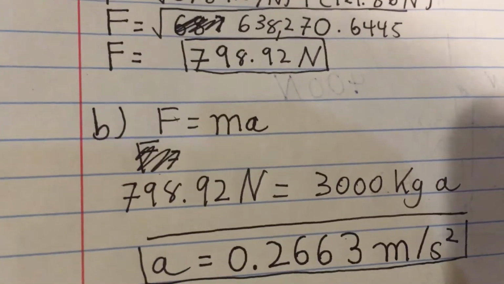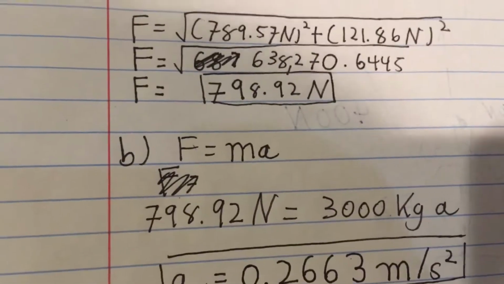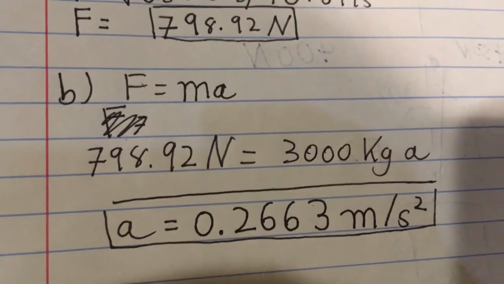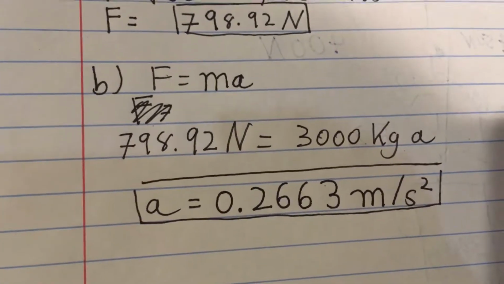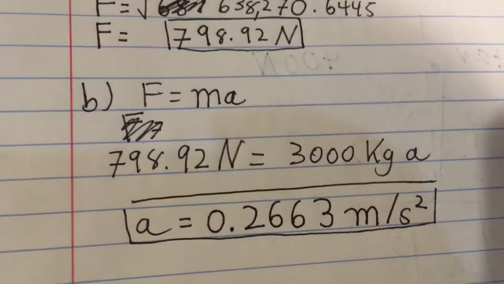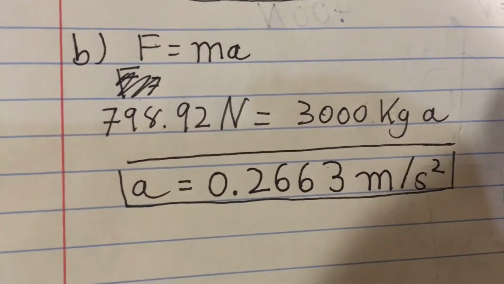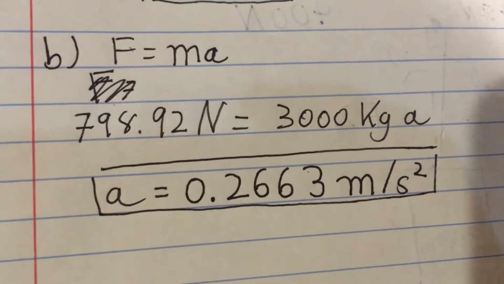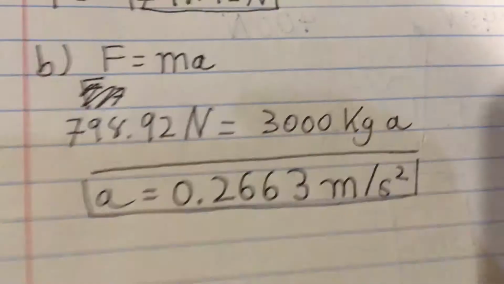You just use the force formula. Force equals mass times acceleration. Plug in our force and plug in our mass. And we get the acceleration of 0.2663 meters per second squared. And that's all there is to it.